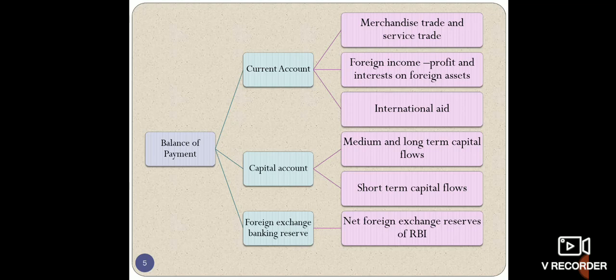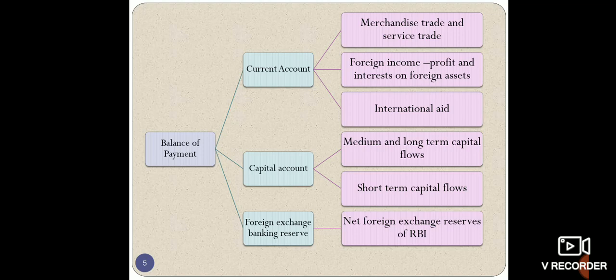Foreign income, profit and interest on foreign assets. Okay, so any foreign income, the profit and interest on the foreign assets which is received and even paid, that is also recorded under the current account. And international aid, if it is given for the short run, then that is also recorded under the current account. So usually in our balance sheet, we write the current account. Under that many things will come, correct? So revenue items will come there. In the same way, here also under the current account, day-to-day transactions or the revenue items will come.